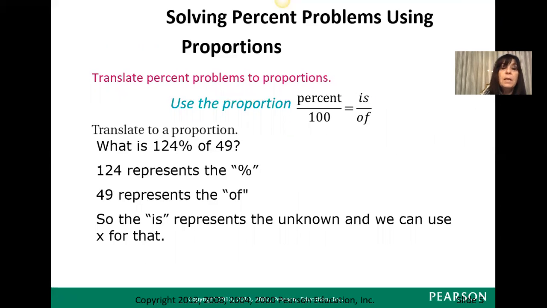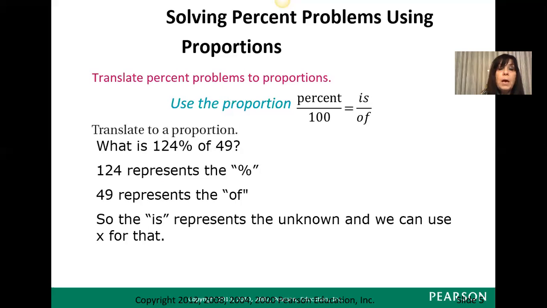So I have an example, and my problem is, what is 124% of 49? So if I look at my problem, the 124 is attached to the percent sign, so the 124 is the percent. The 49 is connected to the word "of," and the "is" is the missing part. So we will use that as an x.